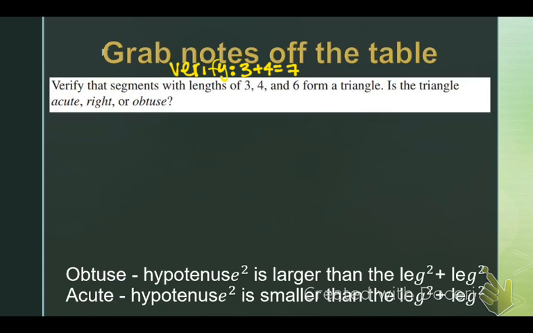And then what do we do with that? You see if it's greater than the biggest one. Is 7 bigger than 6? Yes, it sure is. So this is a triangle. After this, we're going to decide if it's acute, right, or obtuse. We do that using the Pythagorean theorem.